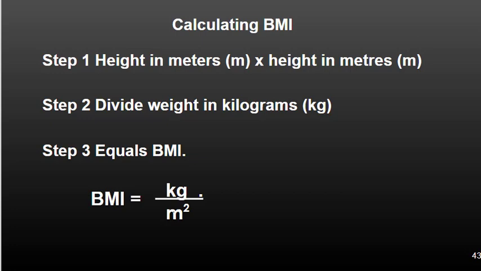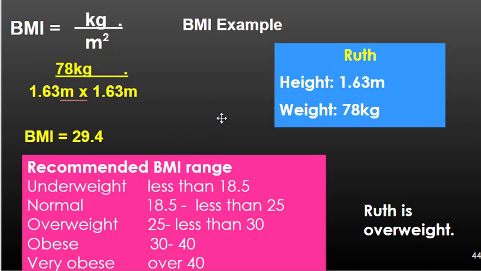So if we look at a body mass index example, we'll calculate it for this person, Ruth. Her height is 1.63 meters and she weighs 78 kilograms. So to work out the BMI, we use the formula. BMI is the weight divided by the height squared. So we know that the weight is 78 kilos. We know that the height is 1.63. So it's 1.63 times 1.63. And then put 78 kilos over the top. So the BMI ends up being 29.4. And that means that Ruth is actually classified as being overweight.